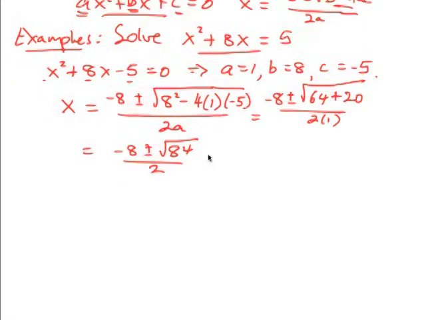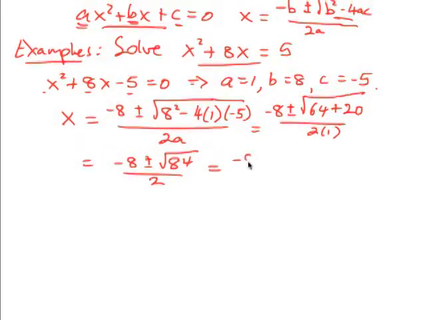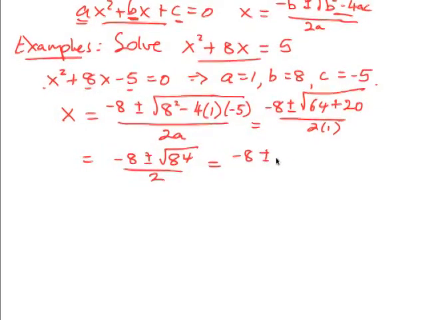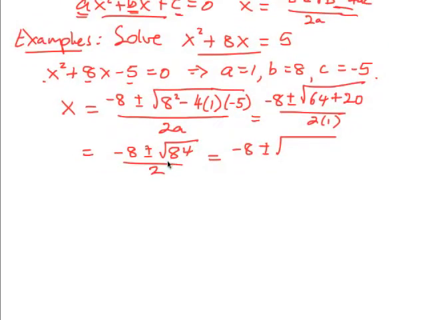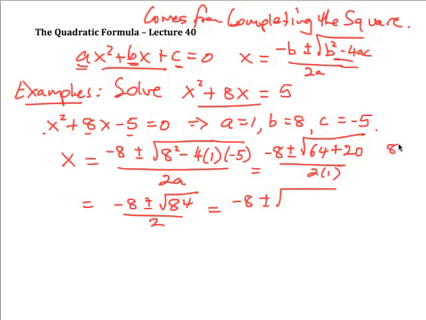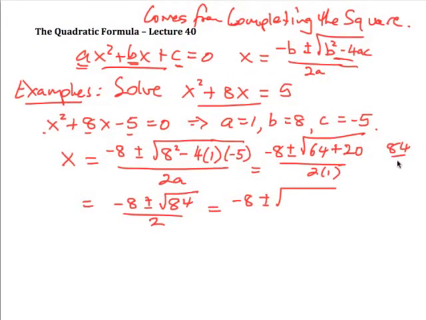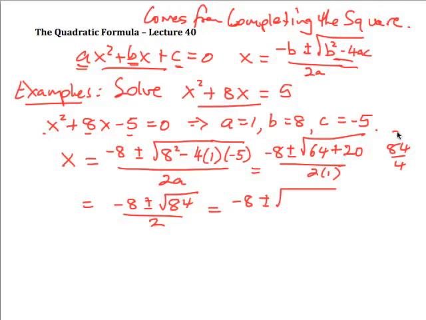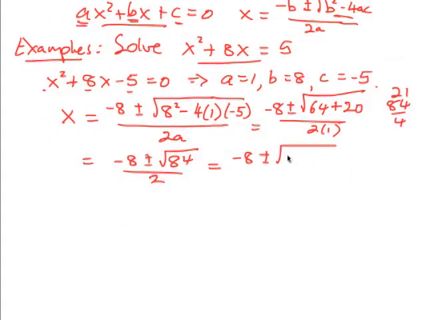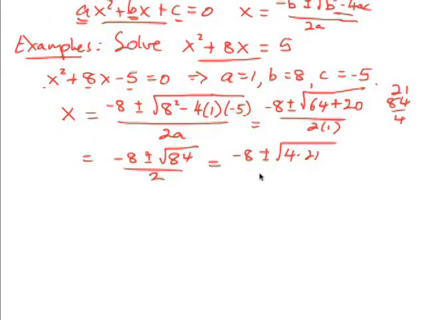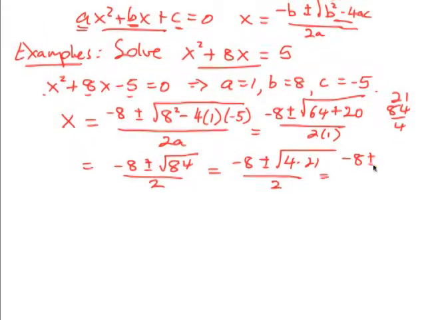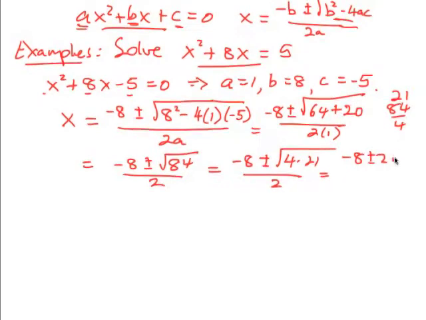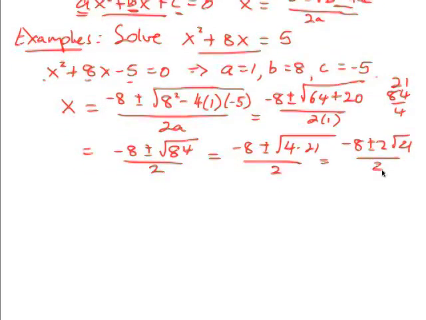Alright, now, can we simplify this 84? Is there a perfect square in 84? Well, let's have a look. Certainly we could divide by 4s, couldn't we? So that would give us 21. So that looks pretty good. So 4 times 21 over 2, which will be negative 8 plus or minus the square root of 4, which is 2, square root 21 over 2.